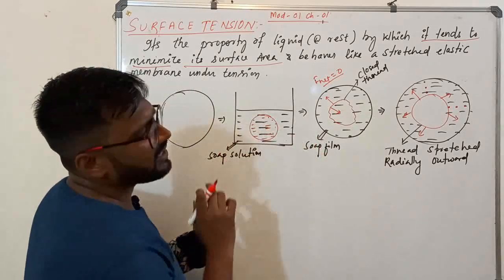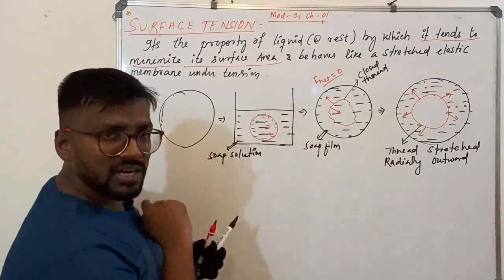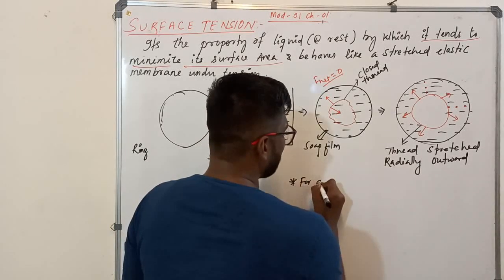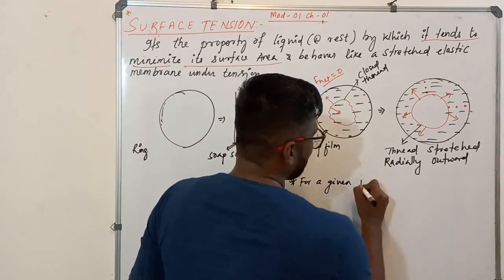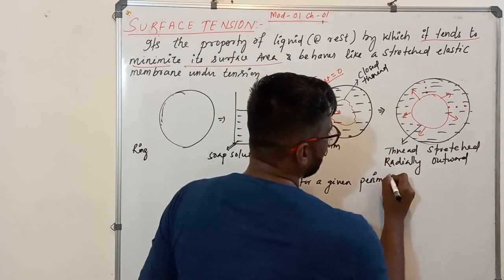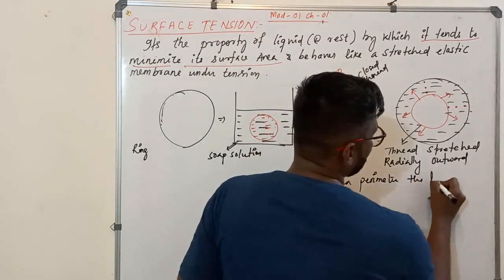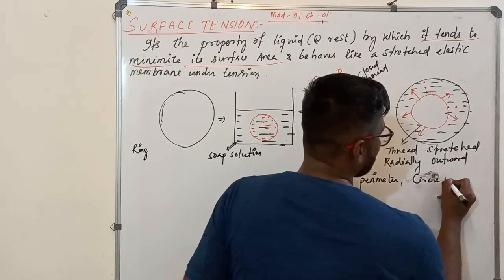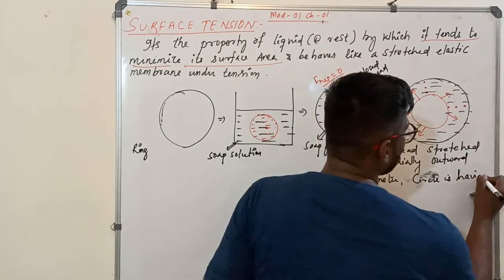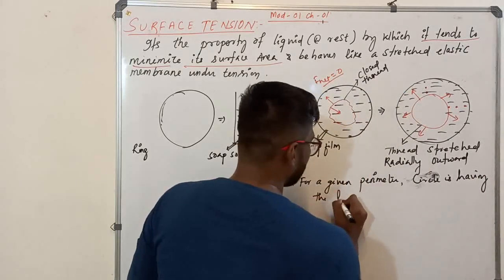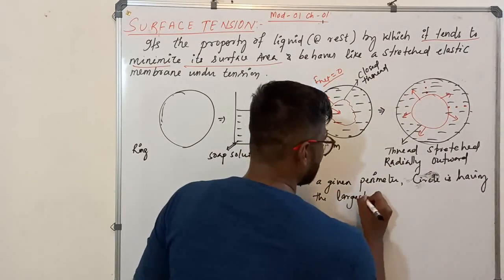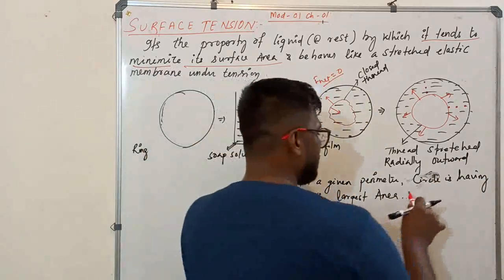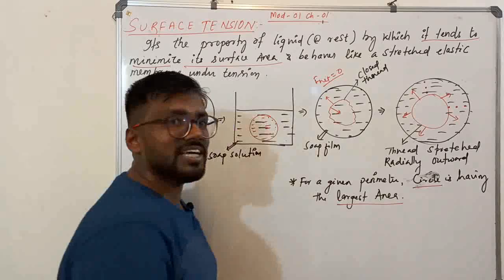Okay, sir. Then why is it in a circular shape? Remember this, one more interesting geometry. For a given perimeter, which geometrical figure is having the largest area? Circle is having the largest area.